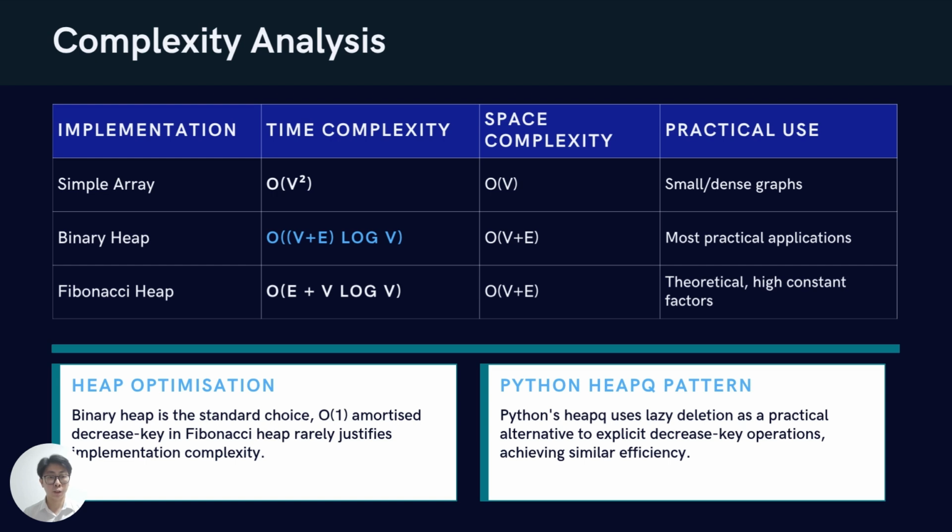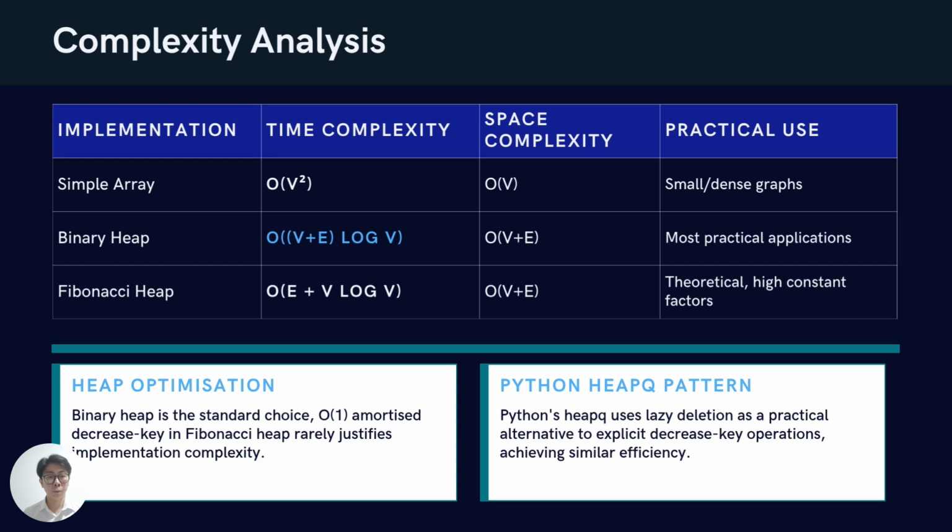The standard choice in practice is the binary heap. This brings time complexity down to O of V plus E log V by using efficient heap operations. Space goes up to O of V plus E to store the edges, but this is the implementation used in our MRT application and in most real-world systems.